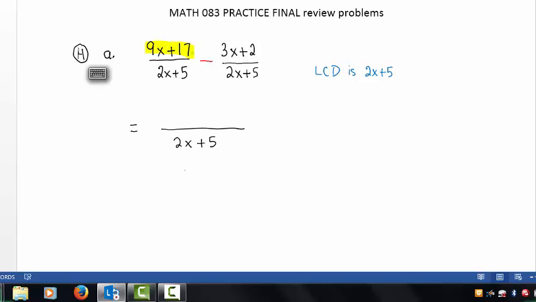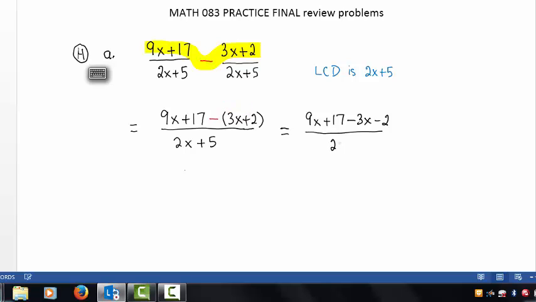And what we do is we string together this numerator right here. Notice that we have a subtraction sign followed by more than one term. We will have to write the terms that follow the minus sign inside parentheses. The numerator is therefore 9x plus 17 minus the quantity 3x plus 2. In the numerator we have 9x plus 17 minus 3x minus 2 when we distribute the minus sign.